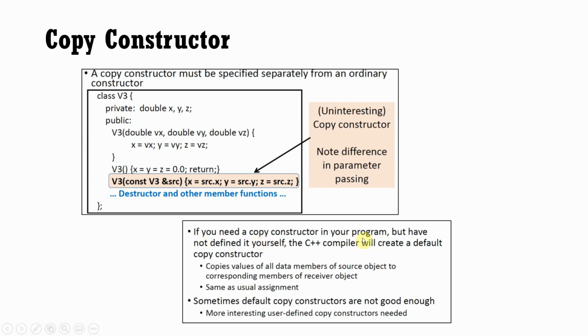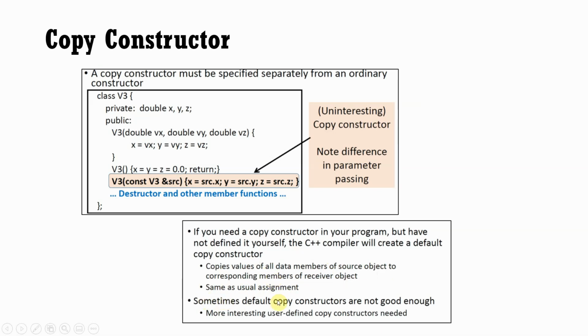If you need a copy constructor in your program but have not defined it yourself, the C++ compiler will create a default copy constructor. This default copy constructor copies values of all data members of the subject object to the corresponding members of the receiver object, or the calling object. So this is the same as usual assignments.